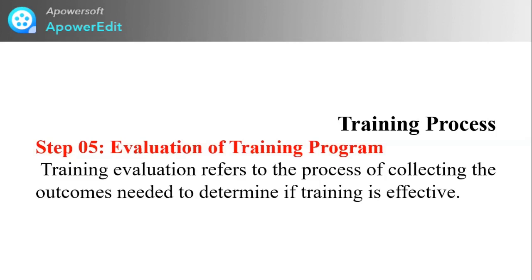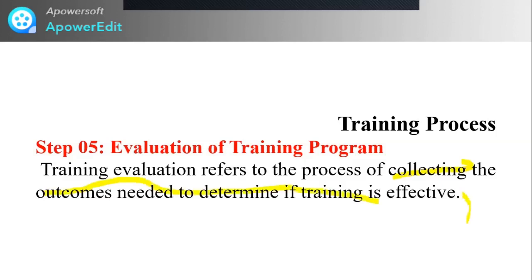Then the last step of the training program. After the training program, you have to assess whether the training is effective or not. Training evaluation is important. Training evaluation illustrates the effectiveness or ineffectiveness of the training program. Training evaluation refers to the process of collecting the outcomes needed to determine if training is effective. There are different evaluation methods we can use to identify the effectiveness of the training program.